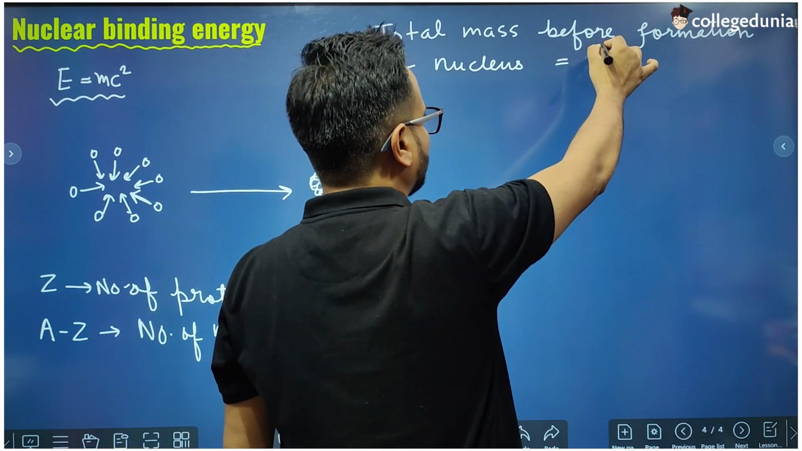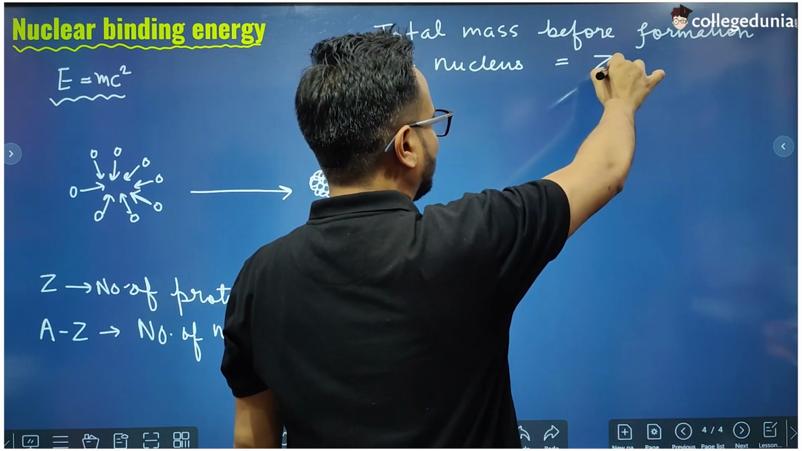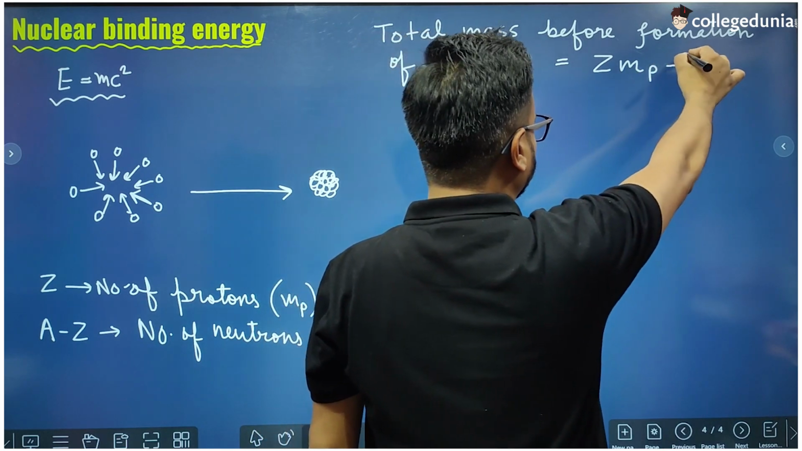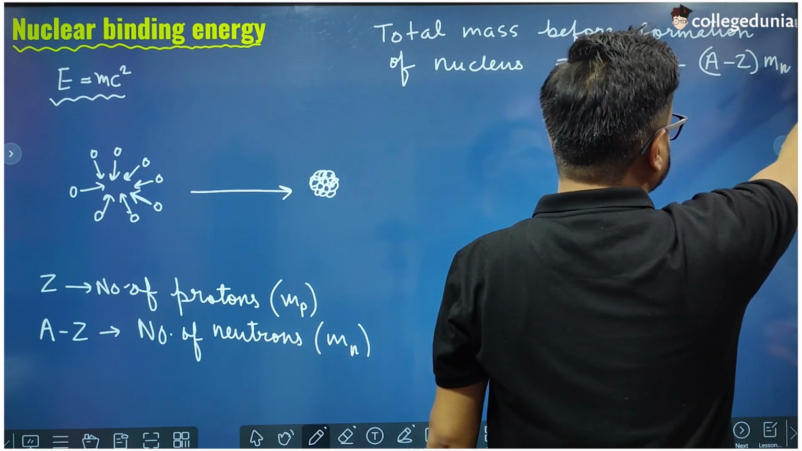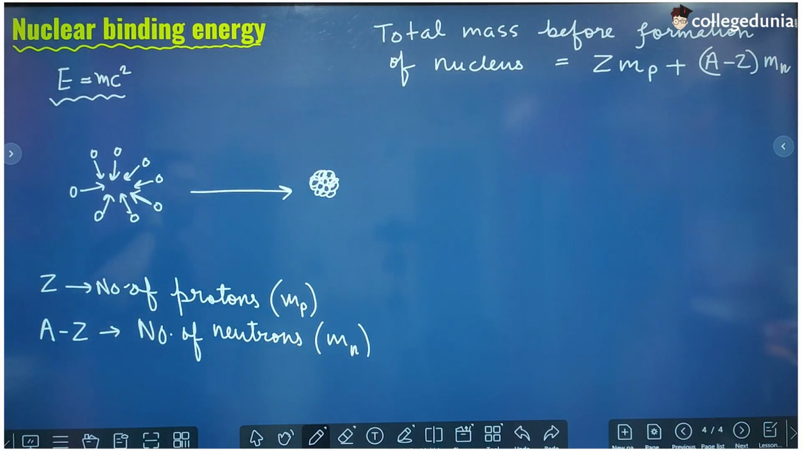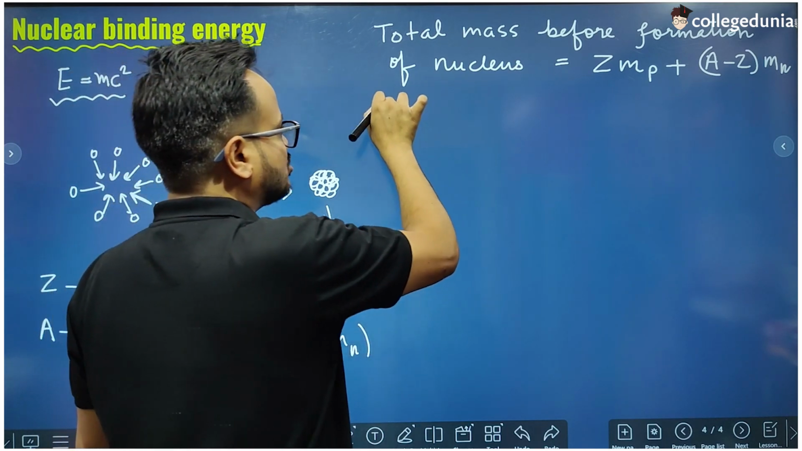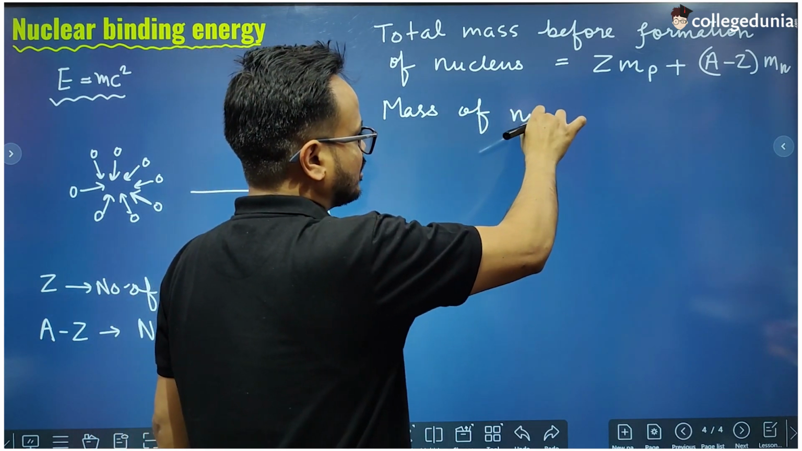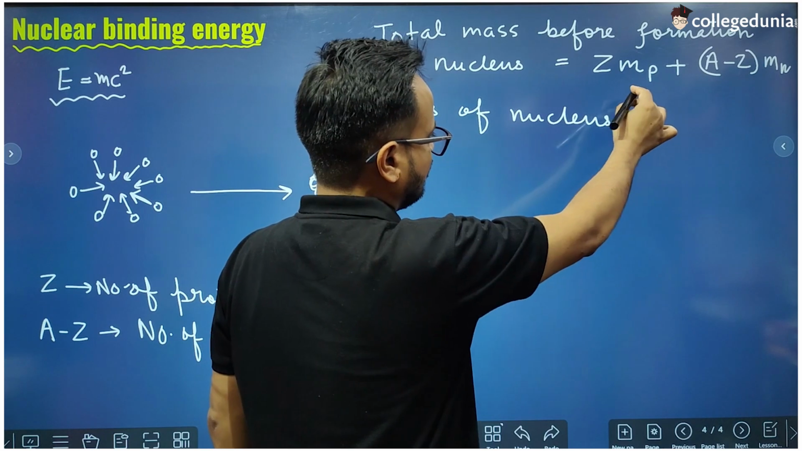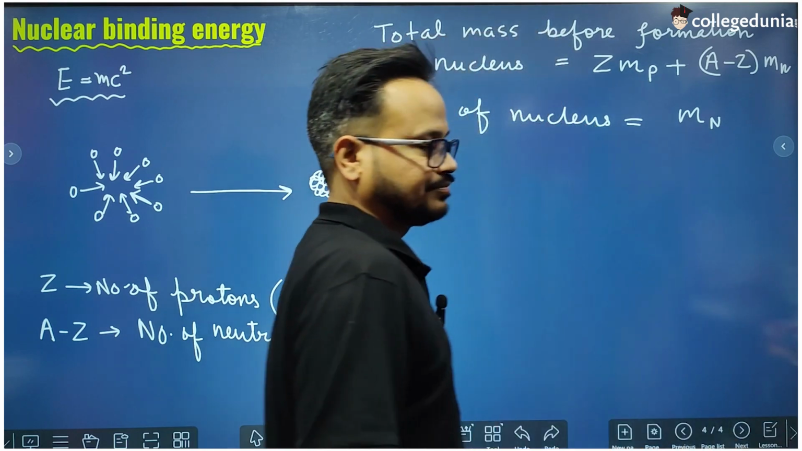Total mass before the formation of the nucleus was Z into Mp, which is the total mass of protons, plus A minus Z into Mn, which is the total mass of the neutrons. So this is the total mass of the nucleons before the formation. And let us say the nucleus which is formed has mass M subscript capital N. So the mass of the nucleus is M_N, right?